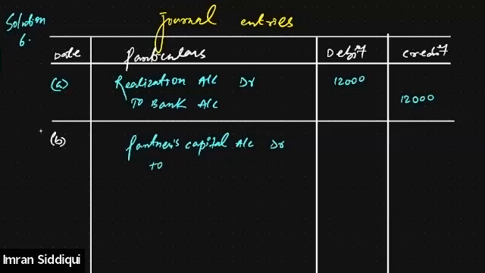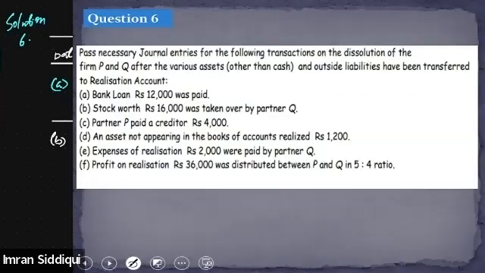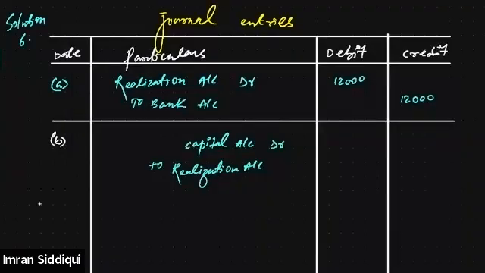Partners capital account debit to realization account, and the amount was 16,000. Okay, sorry, not partners capital account. Q was taking over the stock, right? So instead of writing partners capital account, we should write Q's capital account. Q's capital account debit, 16,000.